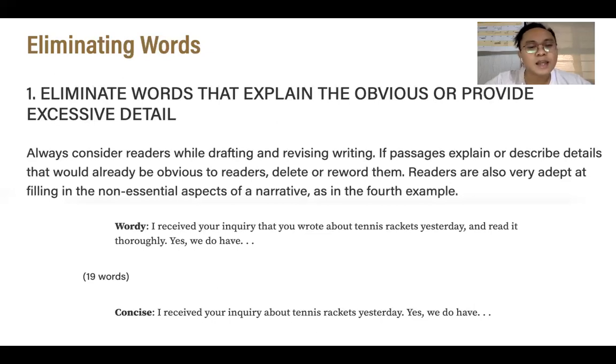So you don't need to say that you wrote. Of course, someone already wrote it for you. That's why you received the inquiry. So you don't need to write you wrote. You don't need to emphasize that. You just need to go to the point that you received your inquiry about the tennis rackets yesterday. Since you already say it is your inquiry, it's obviously someone already wrote it for you. And read it thoroughly, you don't need to say it, because of course you need to read it since it is an inquiry.